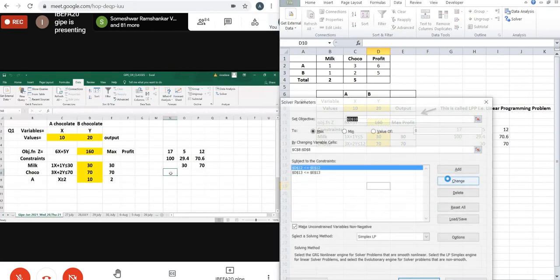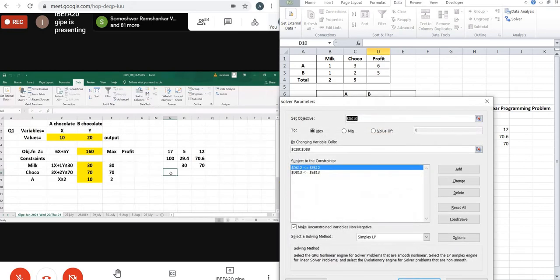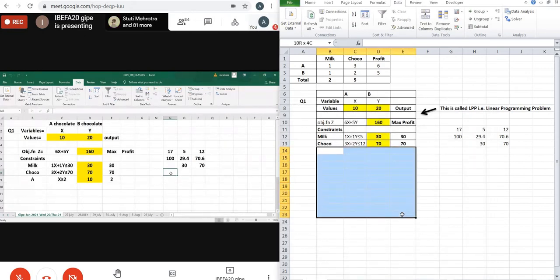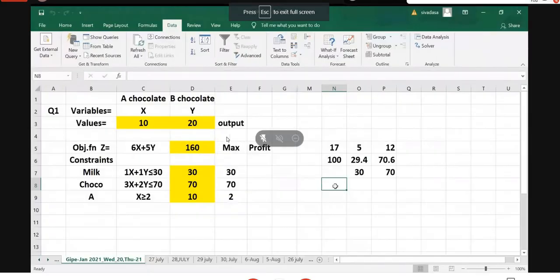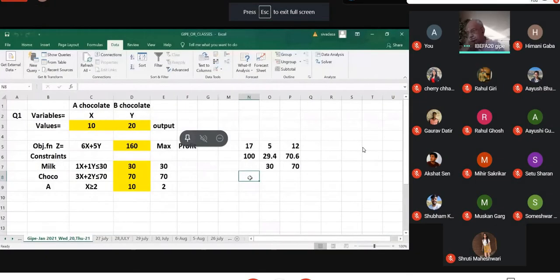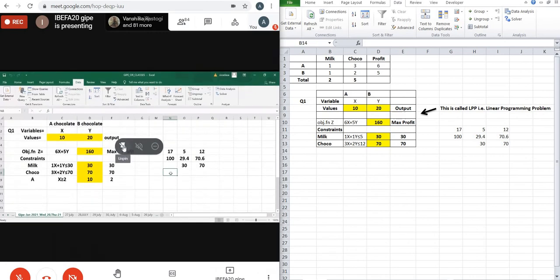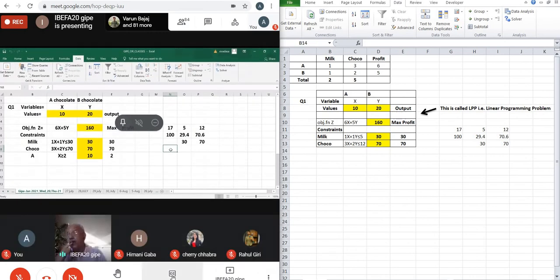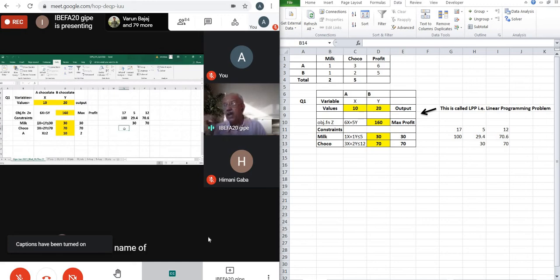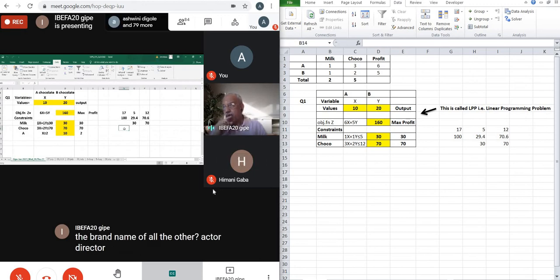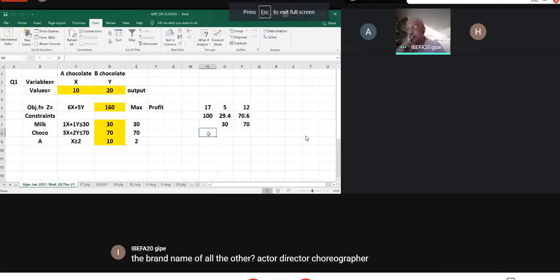Sir, this is the way we are doing, but practically, does a producer think that way while producing? You have to help. That's the reason he employed you. A producer simply cannot produce a cinema. He has to know the brand name of all the others: actor, director, choreographer, script writing.